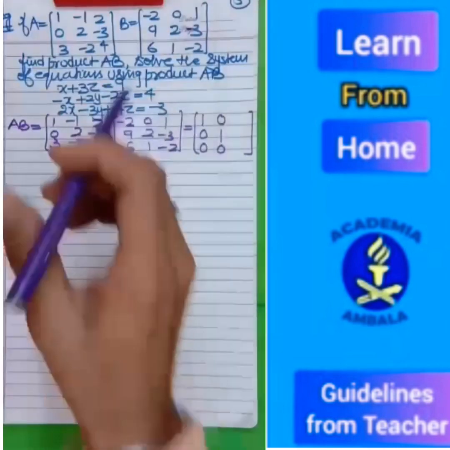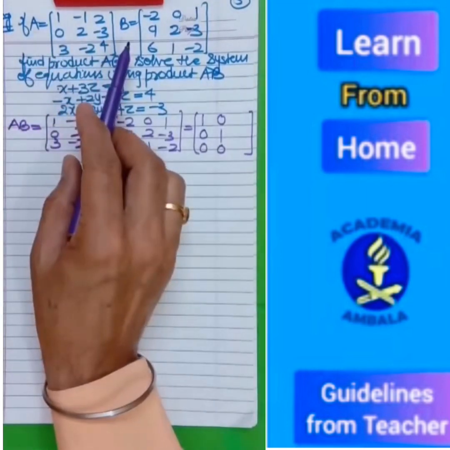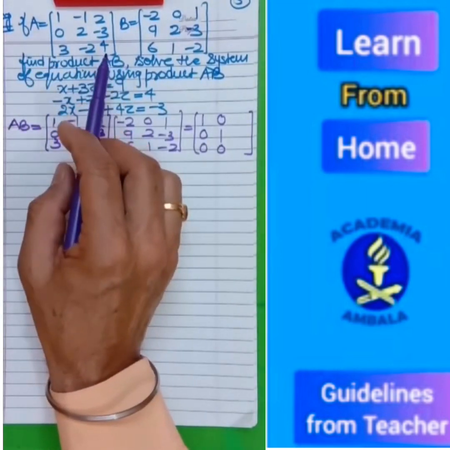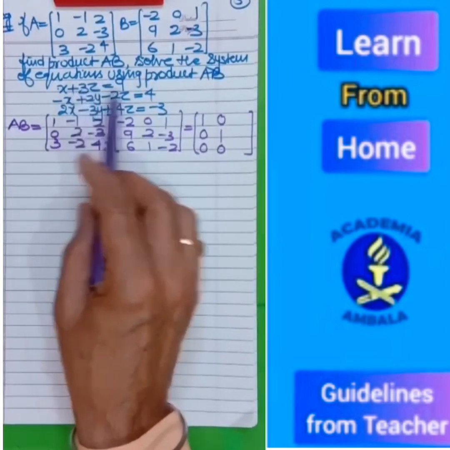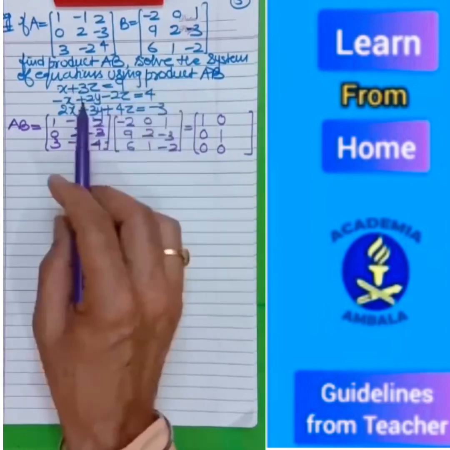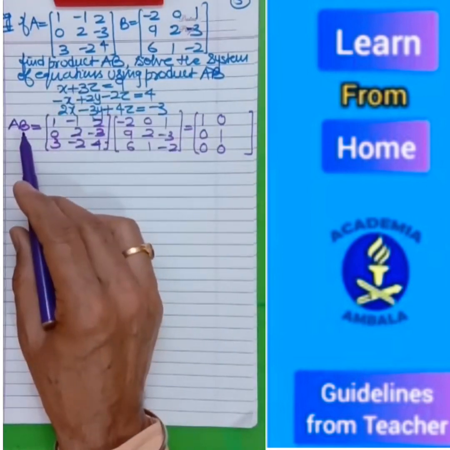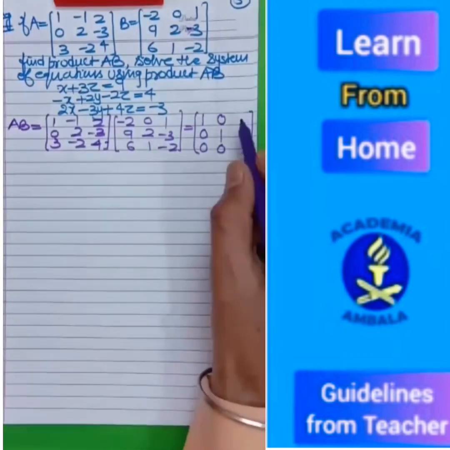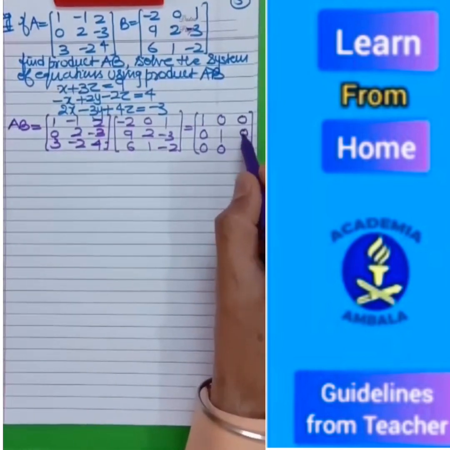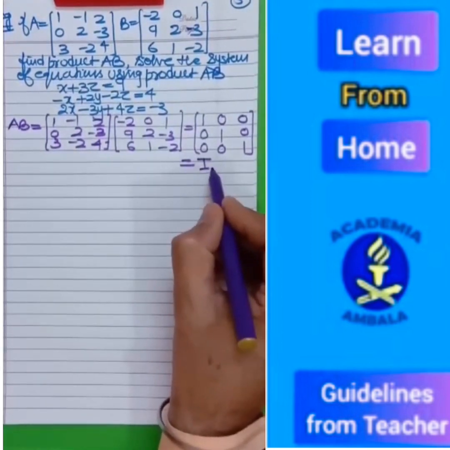Good morning, children. Now come to another problem. Matrix A and matrix B, two matrices are given of 3 by 3 order. First of all, we have to find AB, and in this question, using this product AB, we have to solve the system of equations. Now, a very important thing, you have to learn it. Whenever we are finding the product AB, we always get the product in terms of I.